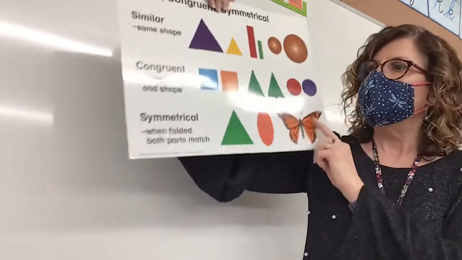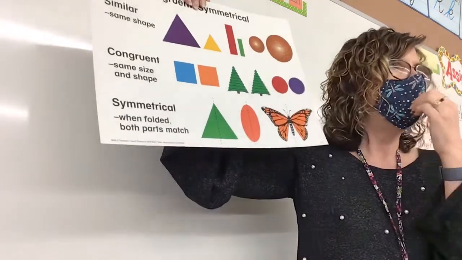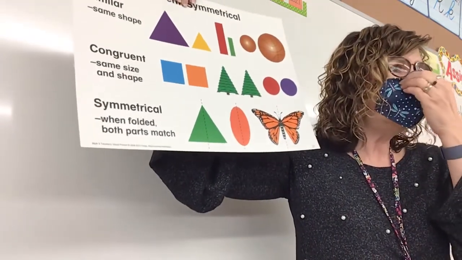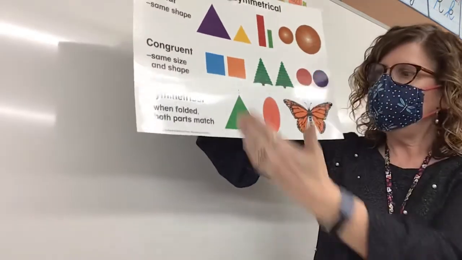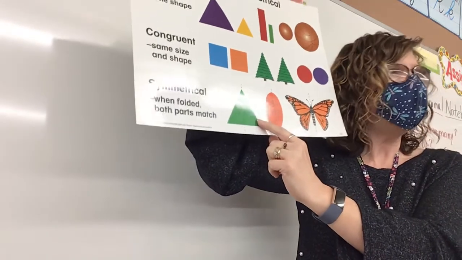All right? So symmetrical means when it's folded, both parts match, or they are exactly the same. So when you cut it down the middle, this triangle looks exactly like that triangle.